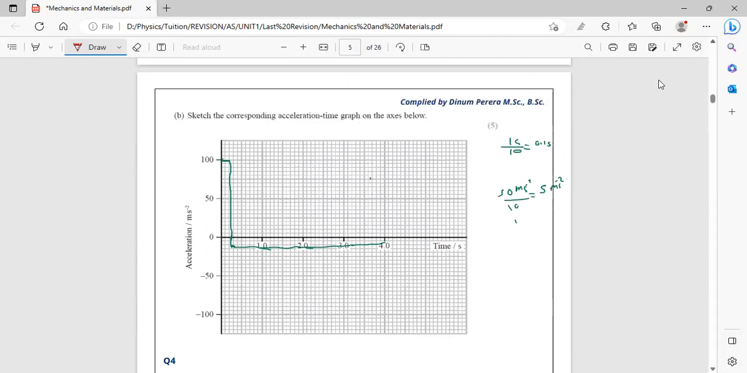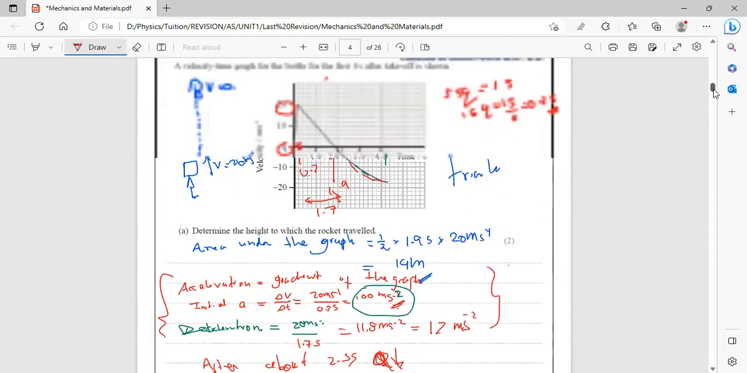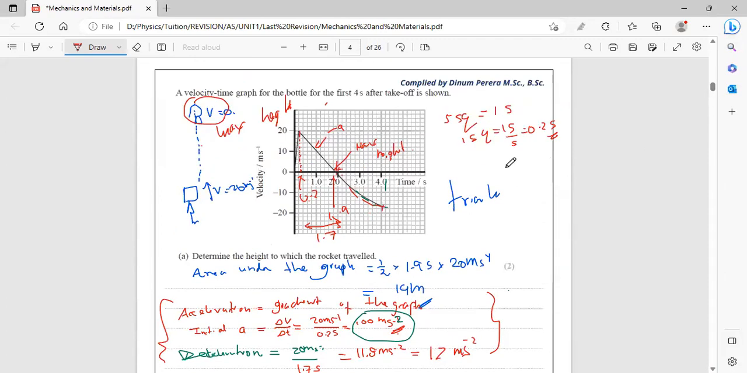Right. So your graph should look like this. Initially, the acceleration is 100 positive. Then it's about 12, and it continues for about 2.5 and then gradually it's decreasing until 4. So you need to draw the graph until 4 seconds.